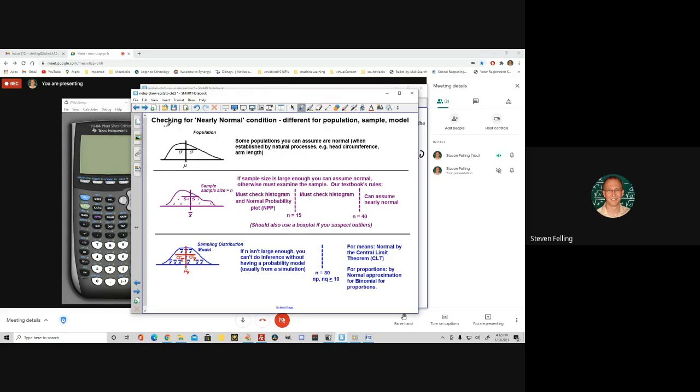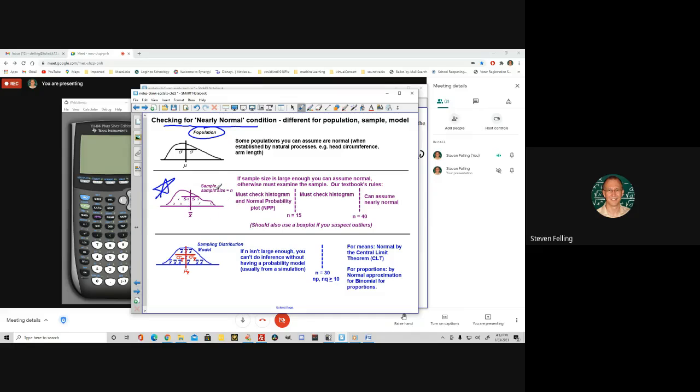And then I just wanted to mention how we check that nearly normal condition. So we have the population level, right? Maybe it's skewed, possibly, right? We take our sample. The sample may be nearly normal, even if we're sampling from a population that isn't normal. That's okay. So the nearly normal condition has to do with this level, that the sample itself, the data we have, looks nearly normal.